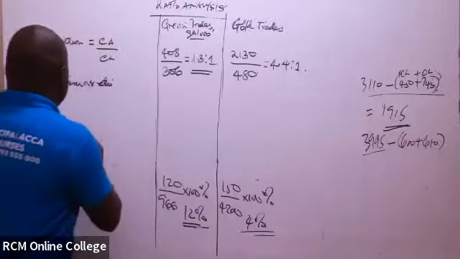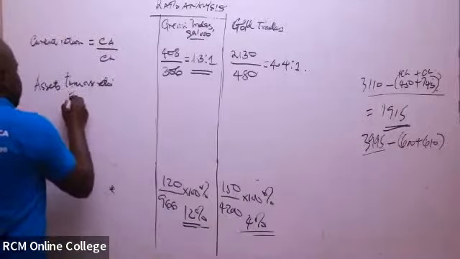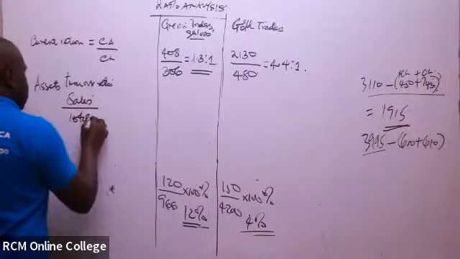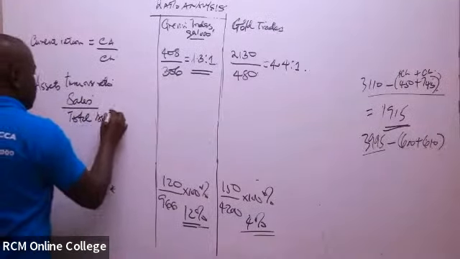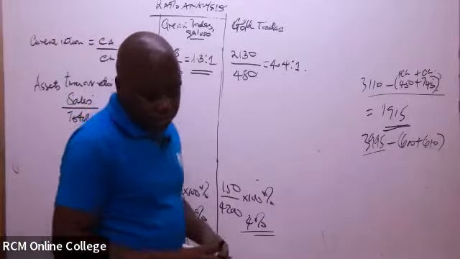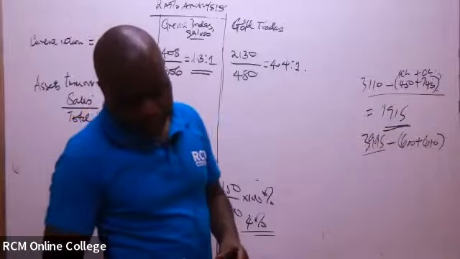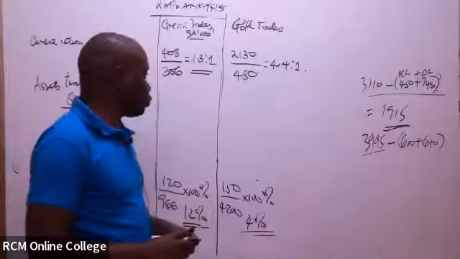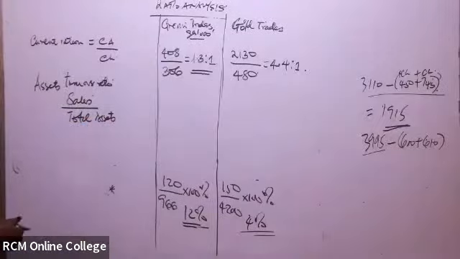So you'll take sales over the total assets. Sales over the total assets. Sometimes we call it the investment turnover ratio.